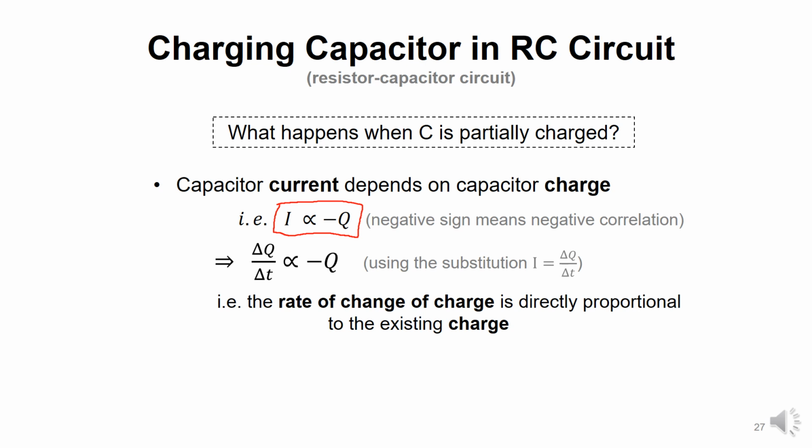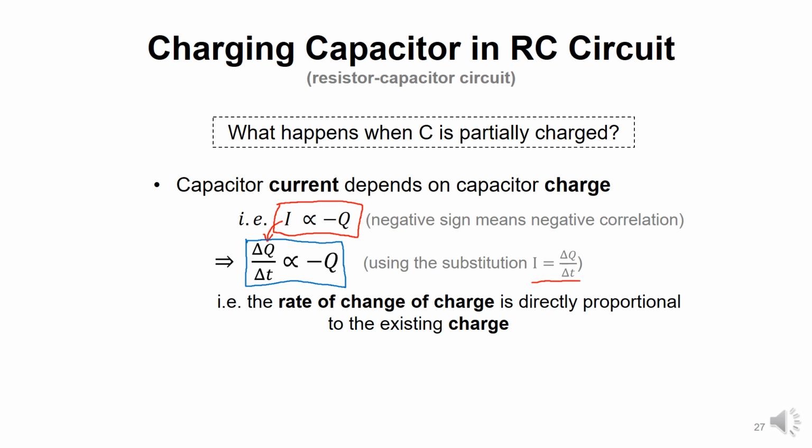Now let's move on to the next line. We're going to replace the current with delta Q over delta T, something we have seen earlier: current equals delta Q over delta T, the change in charge over change in time. That was how we defined current. Now let's look at the second line and put it in a blue box. In the blue box, we have delta Q over delta T proportional to negative Q.